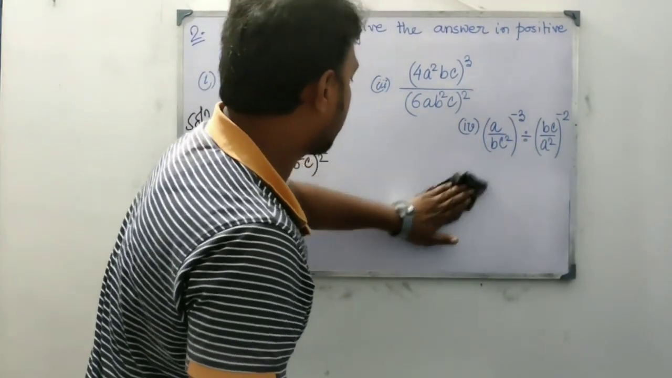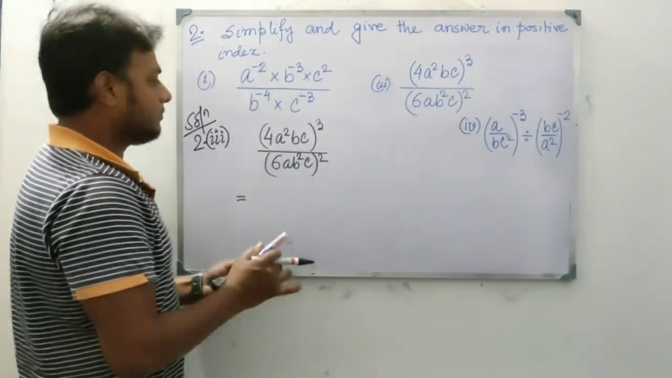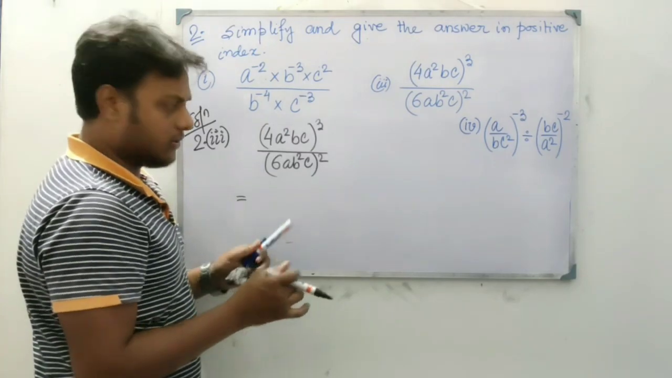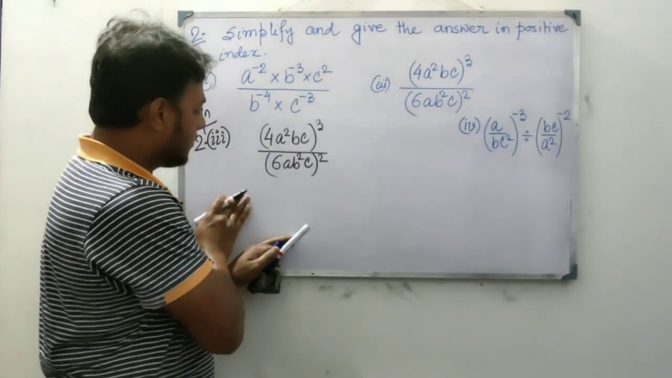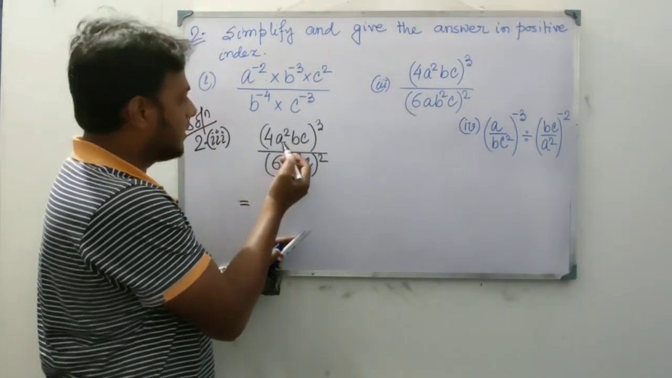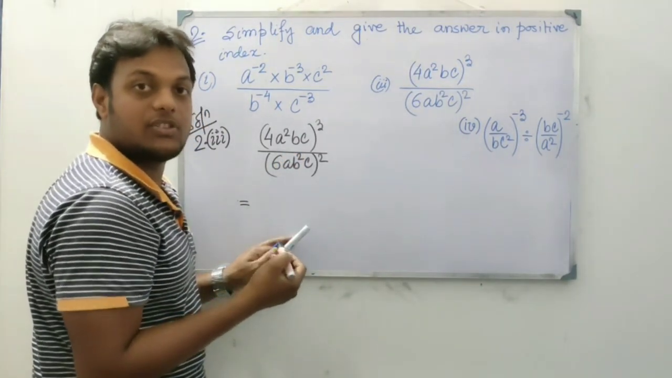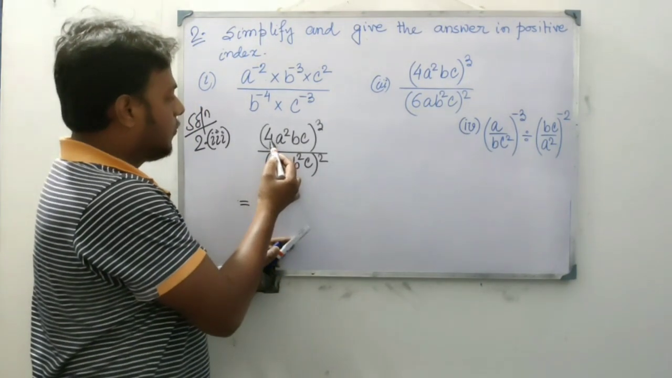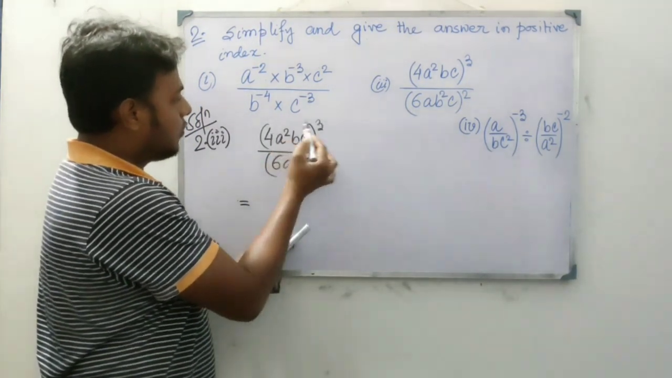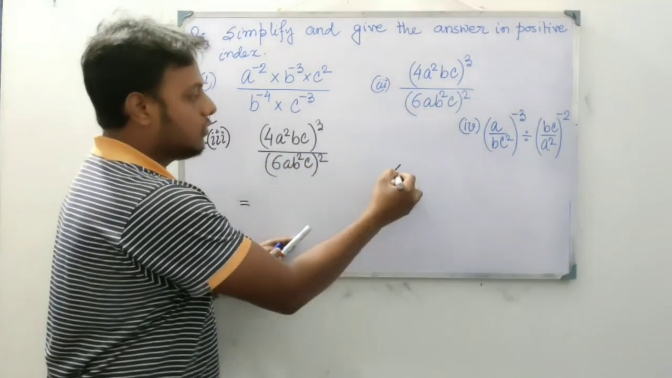In the case of multiplication and division you can. Here all the terms are in multiplication, so we distribute over all the factors, that means they are in product form. First we have to use 4 cube. 4 cube means 4 into 4 into 4.